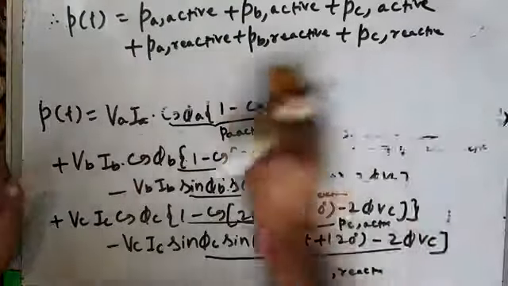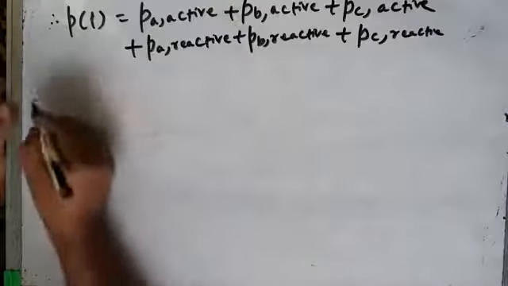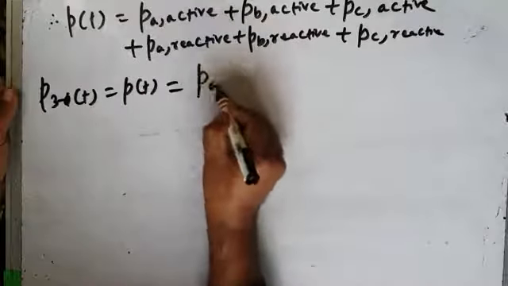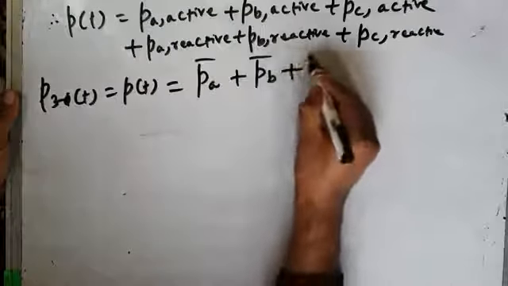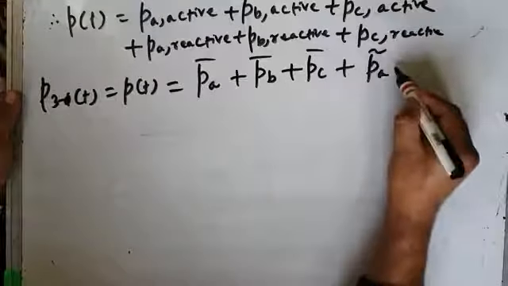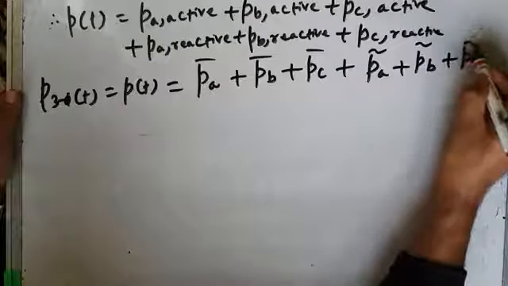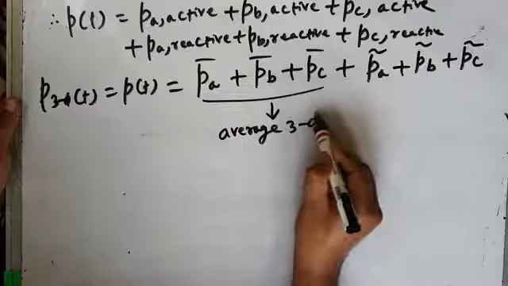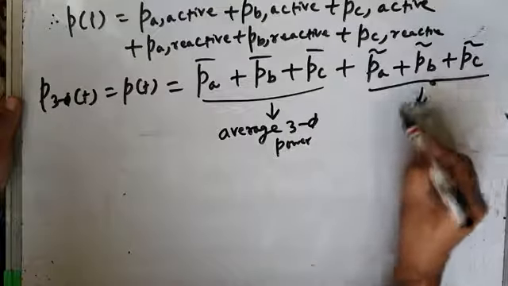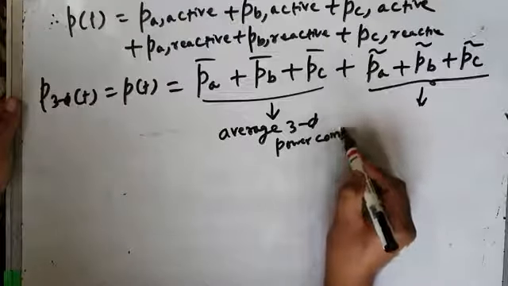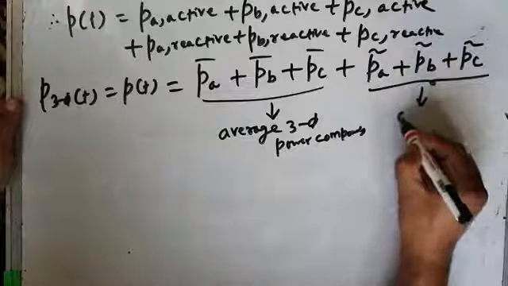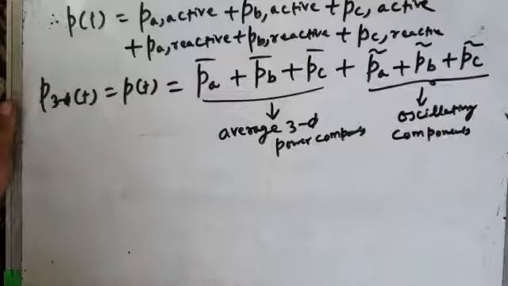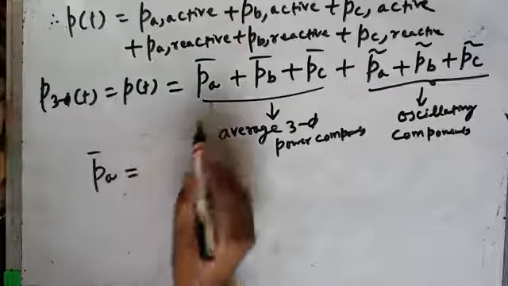Okay. Now, if you find the three-phase instantaneous power, P three-phase T, which is the same as PT, we can say it is equal to PA bar plus PB bar plus PC bar plus PA sine term plus PB sine term plus PC sine term. Now, these terms represent average three-phase power components, and these three terms represent oscillating components.